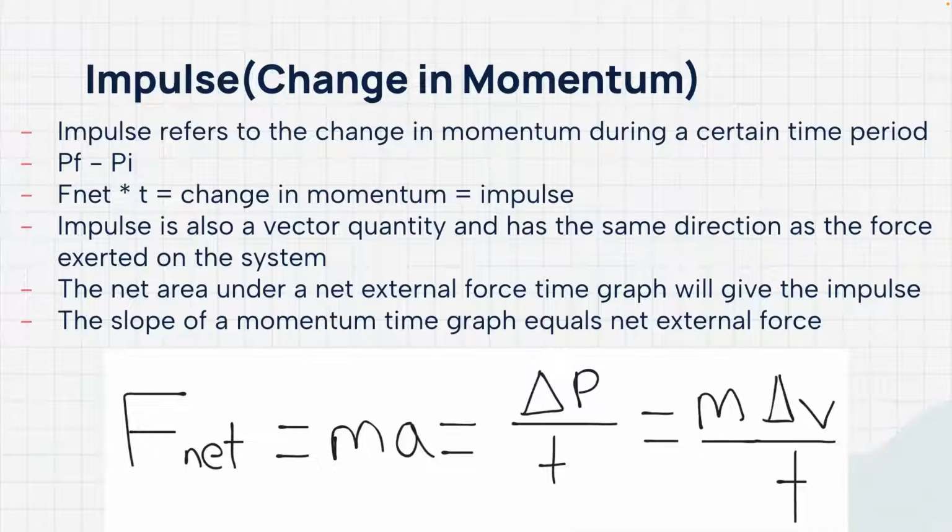Look at this logically, right? Force times time is equal to impulse, so the net area will obviously equal the impulse. For the slope of a momentum-time graph, it will equal external force, and you can validate that by rearranging the impulse equation. So let's connect this to Newton's second law. F net is equal to ma, which is equal to change in momentum over time, or impulse over time, which is equal to m times change in velocity over time, assuming the mass doesn't change. And you can connect all of these together.